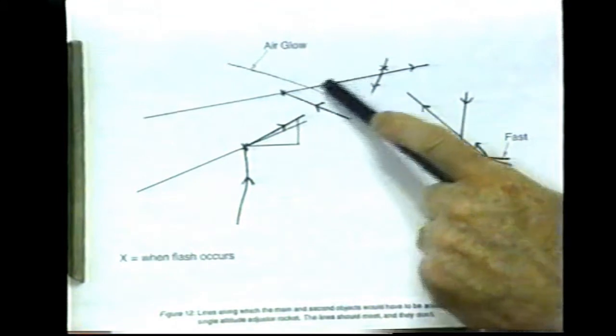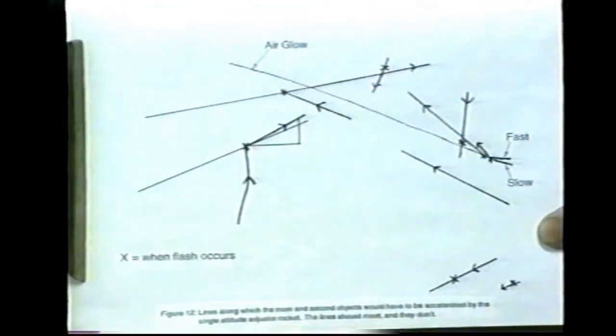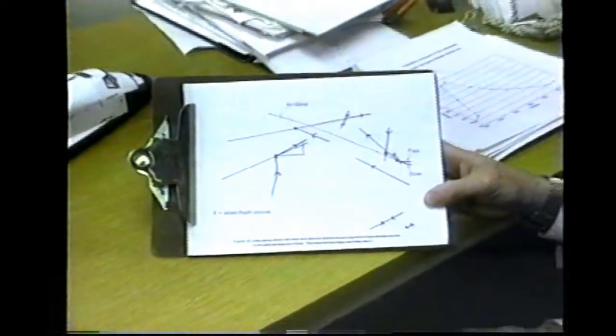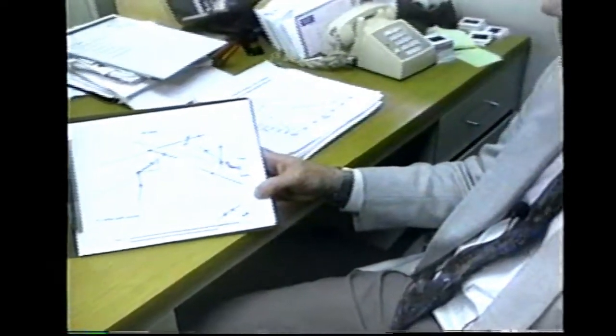So this should help us track and find where the attitude adjuster rocket is. And I think it's rather obvious that these two lines will never meet. They actually diverge substantially, and they have to meet if they're being pushed by an attitude adjuster rocket. So that's the second proof. Those lines must meet, and they obviously do not.